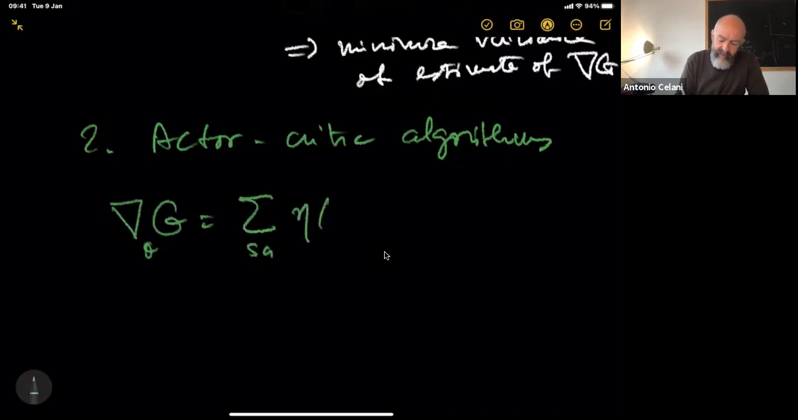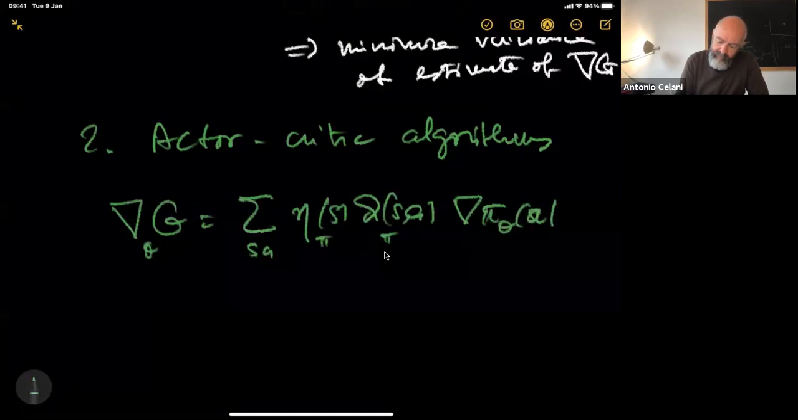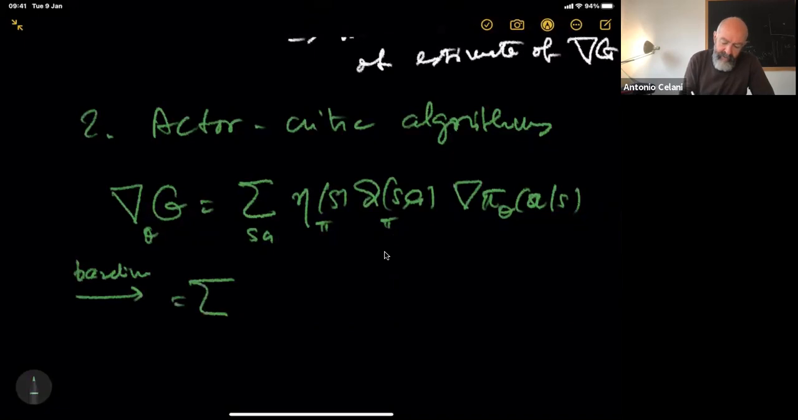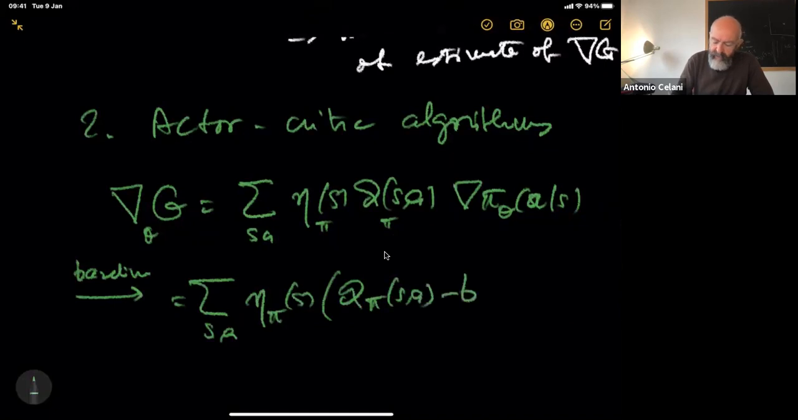which once more, I'm writing this for you, starts from this expression, the previous definitions. And then the basic first step is that you can use a baseline. And you can replace this expression with some difference of your Q function times some object as yet unspecified.